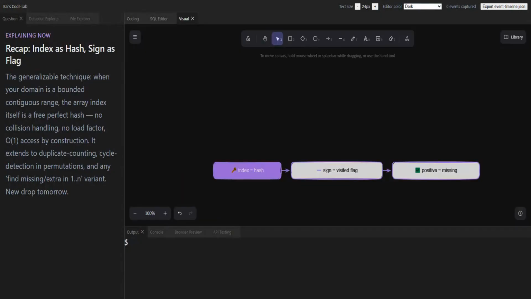The generalizable technique: when your domain is a bounded contiguous range, the array index itself is a free perfect hash. No collision handling, no load factor, no probing by construction. It extends to duplicate counting, cycle detection in permutations, and any find-missing-or-extra problem with a one-to-one invariant.